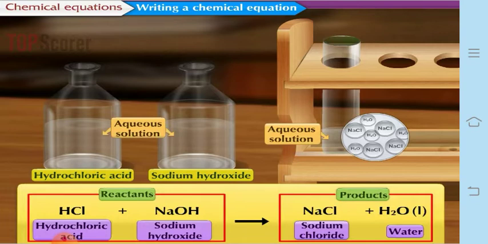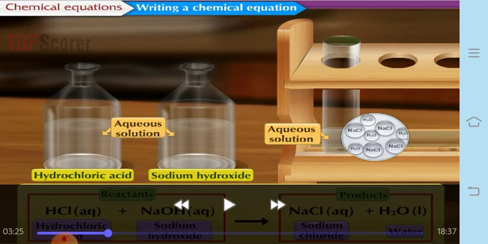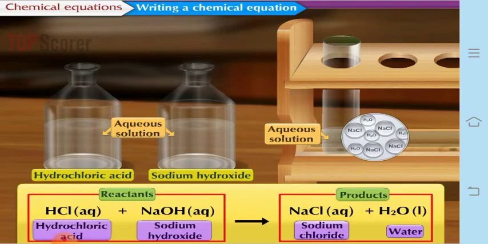If the reactants are in the form of a solution, then they are shown by the letters AQ in brackets. AQ means aqueous, or it means that the reactants are dissolved or the products formed afterwards are in the form of a solution. So to indicate a solution, instead of writing S or G, or instead of writing L, we write AQ in brackets.